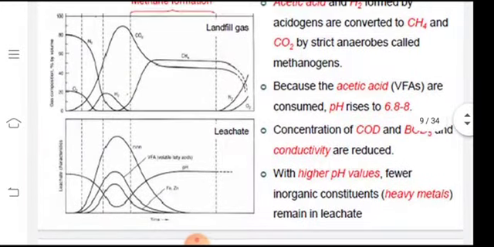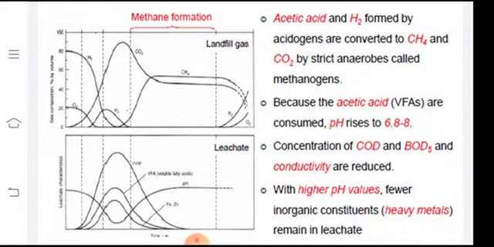Now if you look at this graph, you can see that in this methane formation phase we have higher levels of CH4, and CO2 is also present in this phase. While nitrogen gas and hydrogen gas have reduced in their levels.